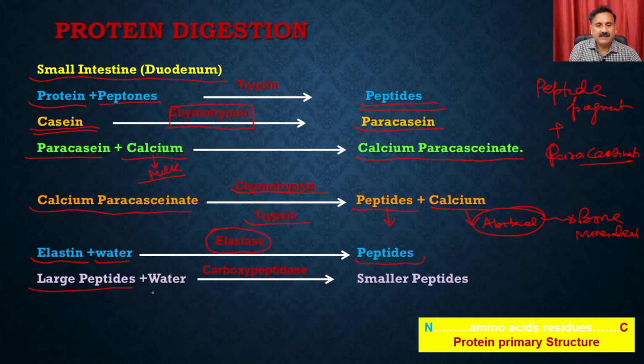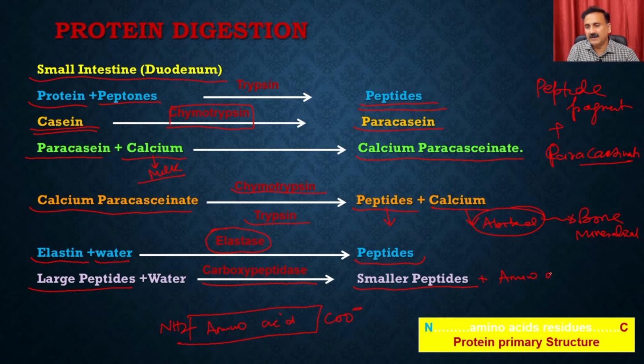Then the large peptides which are synthesized either in the stomach or the small intestine are going to be digested by the carboxypeptidase. You know that a protein has a sequence of amino acids, right, and on this side you have the amino group, whereas on this side you have the carboxyl group. So if you want to generate the small peptides, or even the amino acids, you can start chewing the protein from this side.